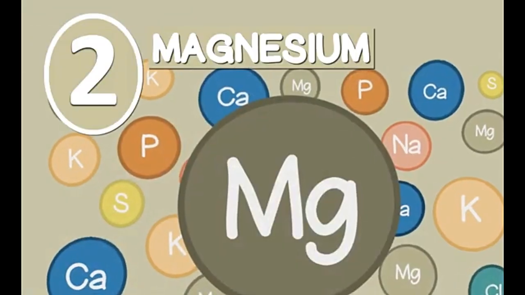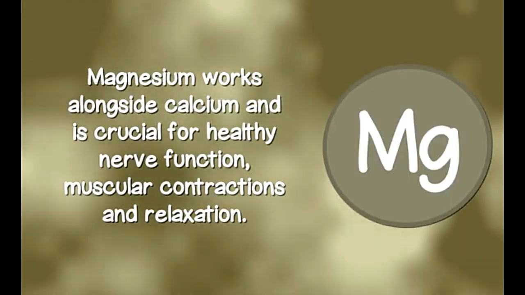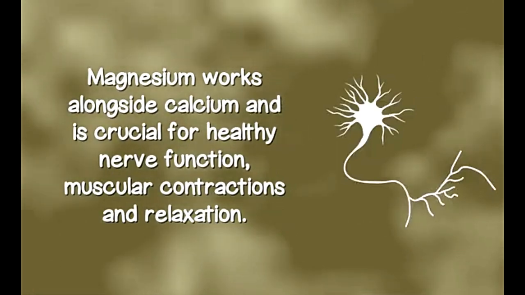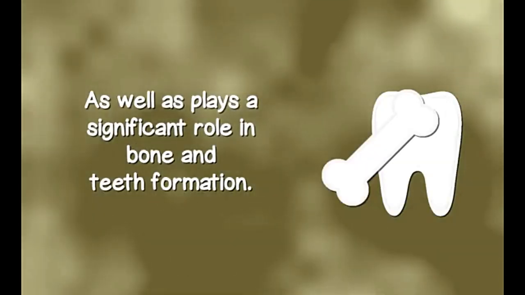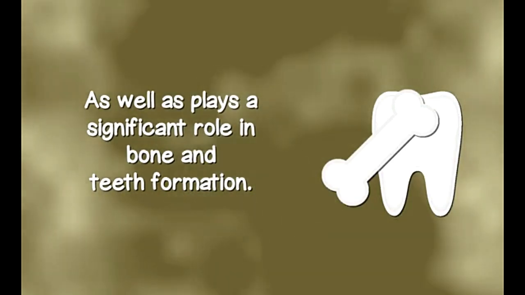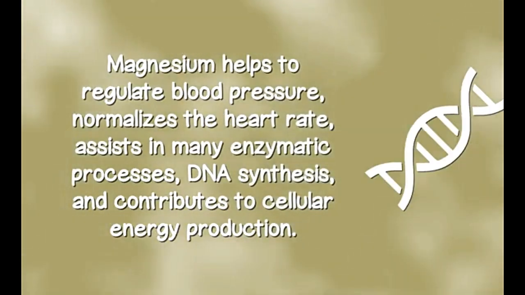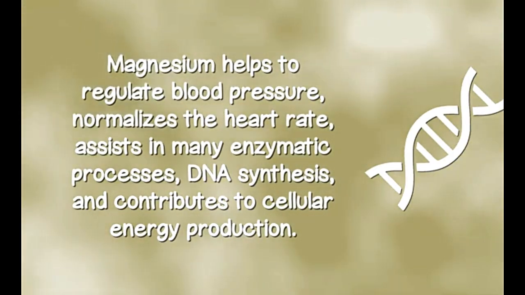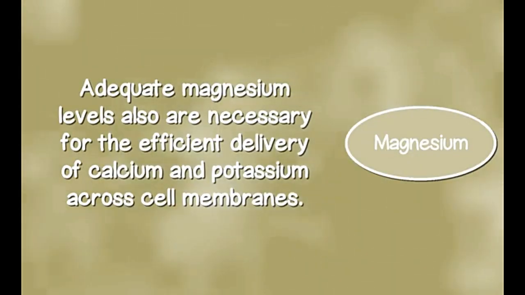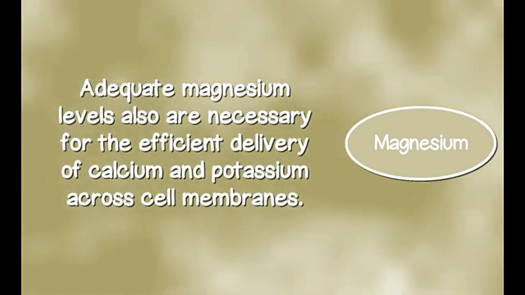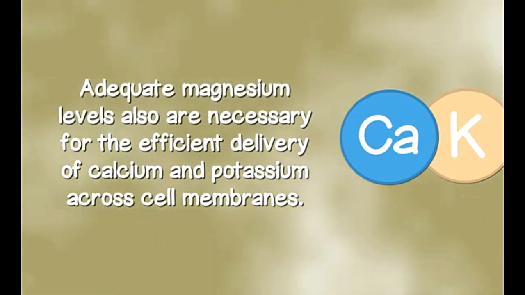Number 2. Magnesium. Magnesium works alongside calcium and is crucial for healthy nerve function, muscular contractions, and relaxation, as well as playing a significant role in bone and teeth formation. Magnesium helps to regulate blood pressure, normalizes the heart rate, assists in many enzymatic processes, DNA synthesis, and contributes to cellular energy production. Adequate magnesium levels also are necessary for the efficient delivery of calcium and potassium across cell membranes.